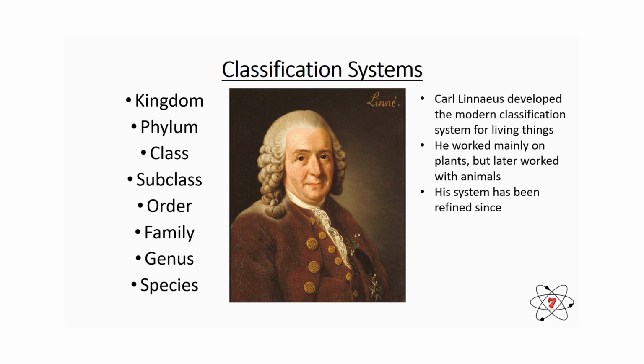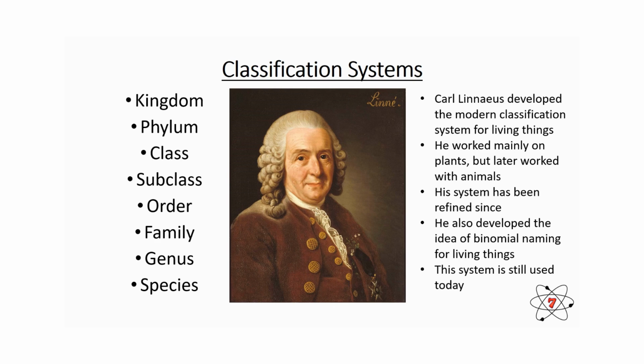Things within the same species are incredibly closely related. So as we go through Linnaeus' system, every level we go, things are more closely related. Linnaeus also developed another system, a naming system, called the binomial naming system, and this is because every species has 2 names. This is their genus and their species. So every single species has 2 names, and we still use the system today.